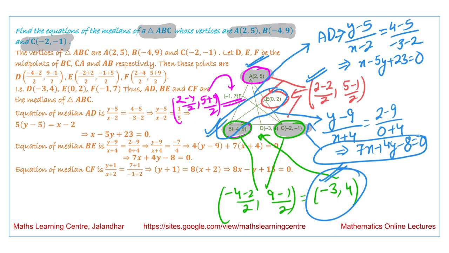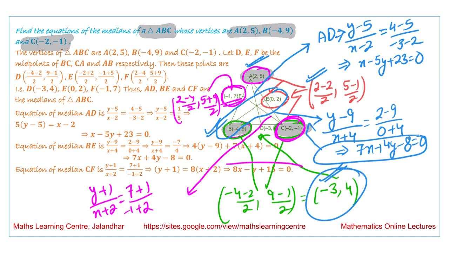And last we are talking about the median FC. We have the coordinates of the point F, we have the coordinates of the point C. So the equation we have is (y plus 1)/(x plus 2) equal to (7 plus 1)/(minus 1 plus 2). And on solving this, the equation we obtain is 8x minus y plus 15 equal to 0. So these are the three equations of the medians of this triangle.